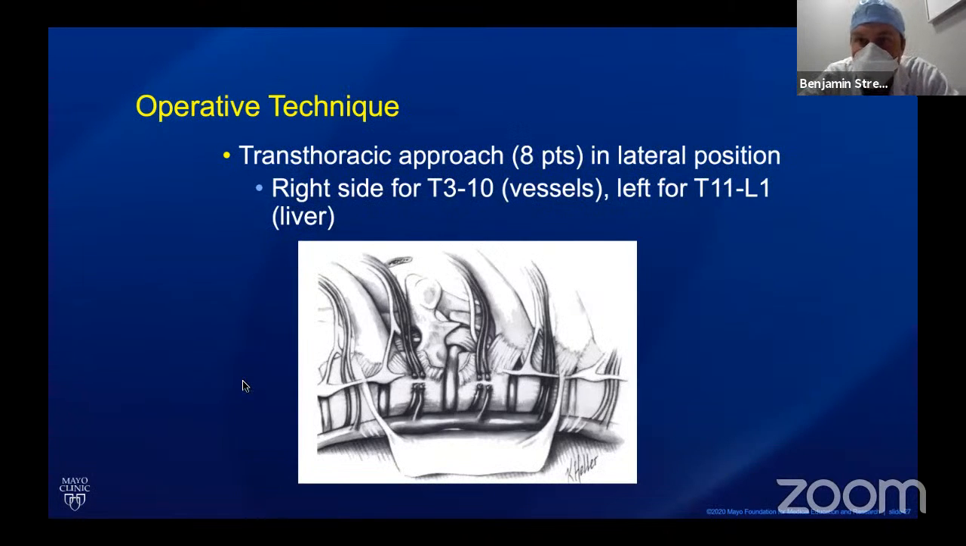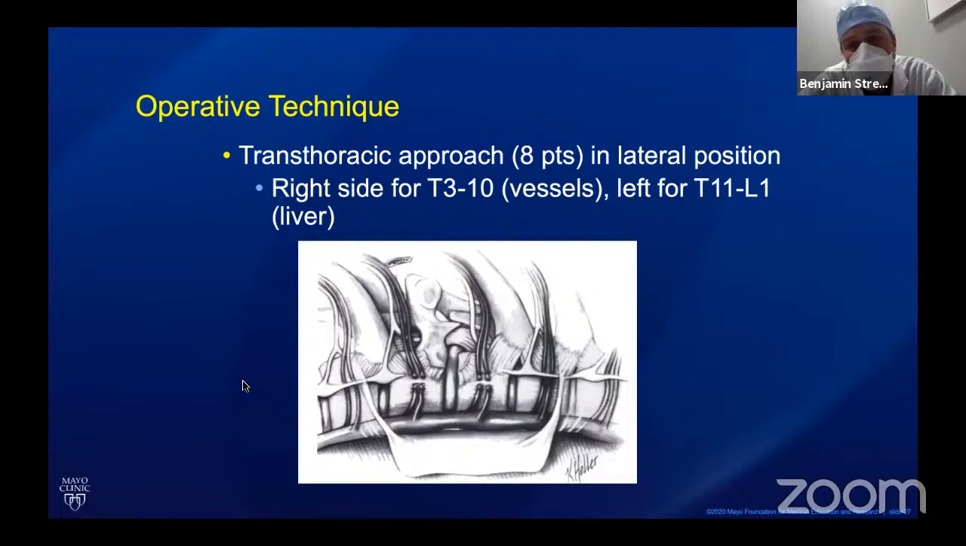One of the highlights of this paper, and certainly being able to read it from a learning perspective, was the actual description and illustrations of the operative technique. Many of these patients underwent a transthoracic approach, in 8 patients in this series, in the lateral position. They additionally did a costotransversectomy in the remaining patients to address this thoracic disc disease.